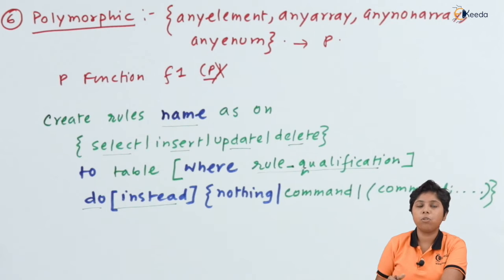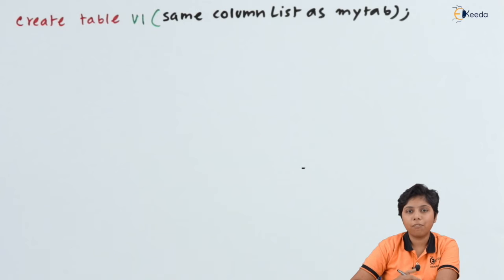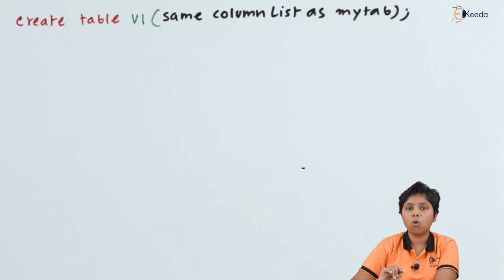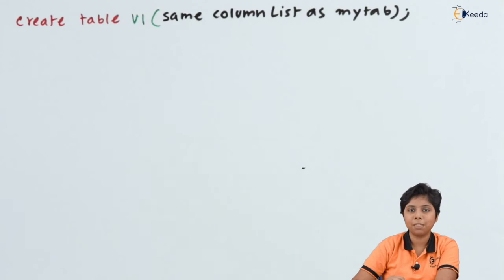So first, to create a rule, we need to implement it as a view. Say here my tab is the table name and v1 is the view that we are creating. So we are using create view v1 as select star from my tab. This select star from my tab is an inner query, and as a result we are creating the view on this tab. Now in PostgreSQL, to access the view, we need to create again a table on that view. That means we need to create table v1 now. As v1 is a view, only the table will be created on a view, no new table will be created. That is why we have used the column list same as my tab.